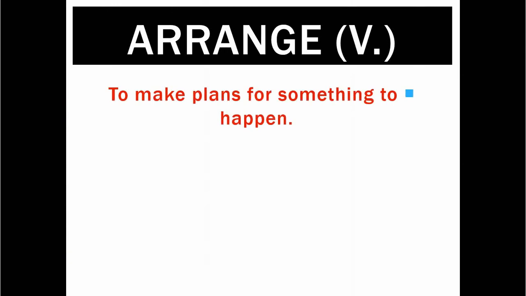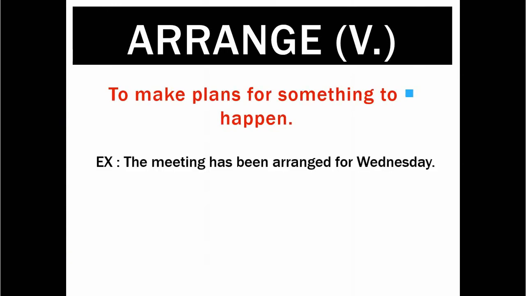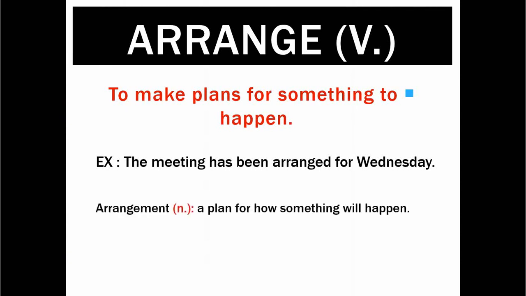Then we have the verb arrange, which means to make plans for something to happen. For example, the meeting has been arranged for Wednesday. And the noun is the word arrangement, which means a plan for how something will happen. For example, they had made all the arrangements for the party.